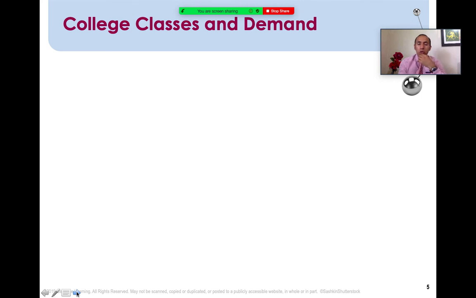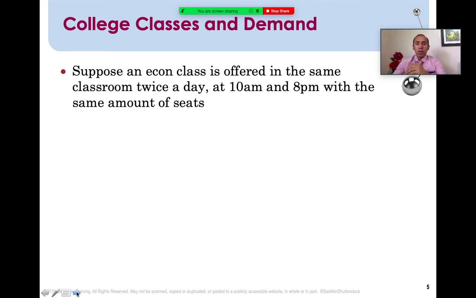Another analysis where we can use the supply and demand model to illustrate economic activity in society is college admissions and the demand for classes and courses in school. So suppose you have the traditional economics class or any class in your college, business, psychology, sociology, history, etc. And they're offered twice a day. You have the option to either take the 10 a.m. class or the 8 p.m. class. And both classes have the same number of seats, 30 or 40 seats only, limited space.